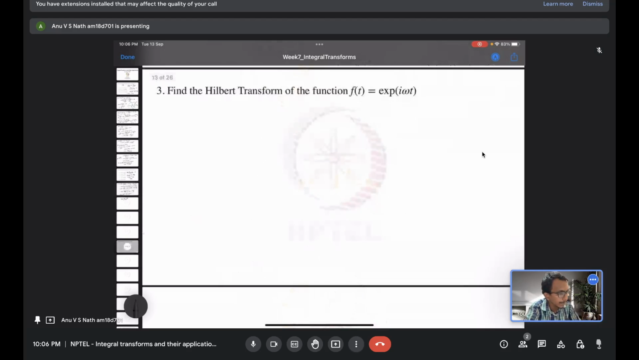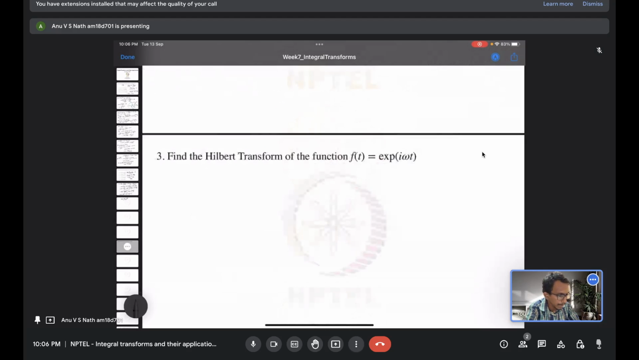Find the Hilbert transform of the function f of t equal to exponential of i omega t. So from the definition, the Hilbert transform of a function f of t will be, so it's actually the integral, looking like the Stieltjes transform, f of t divided by t minus x dt. So here we are doing the integral, the transformation from the variable t to x.